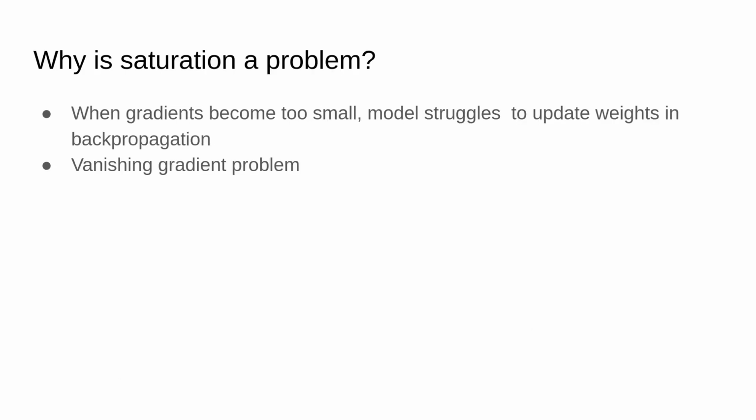When gradients become too small, the model struggles to update its weights during backpropagation. This is called the vanishing gradient problem, and it's a major obstacle in training deep neural networks. The network may take too long to converge or fail to train effectively.